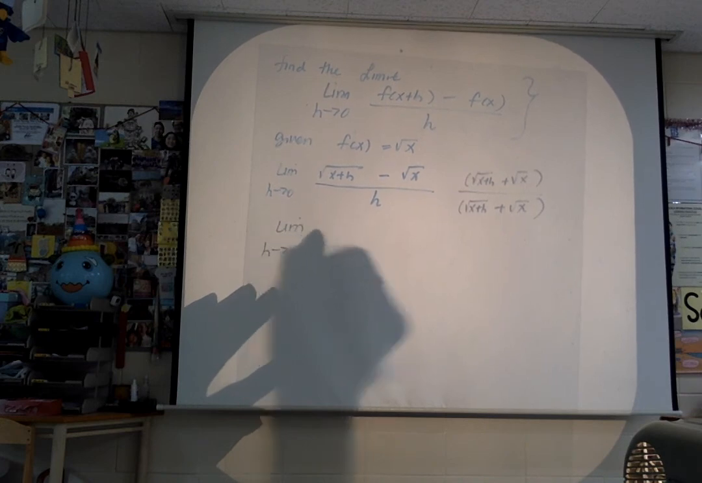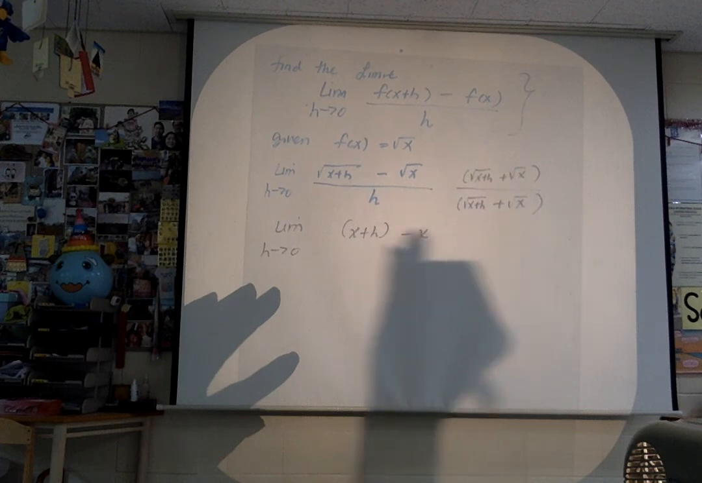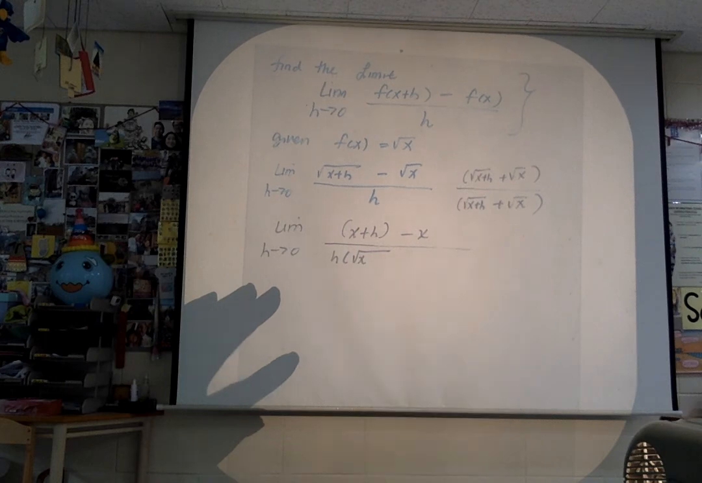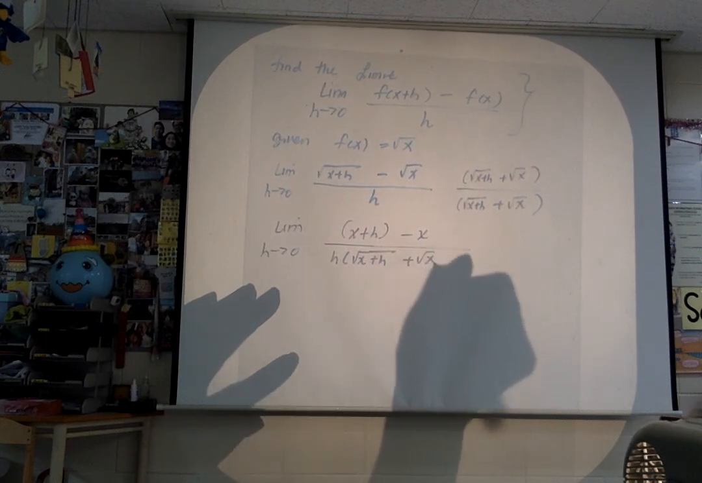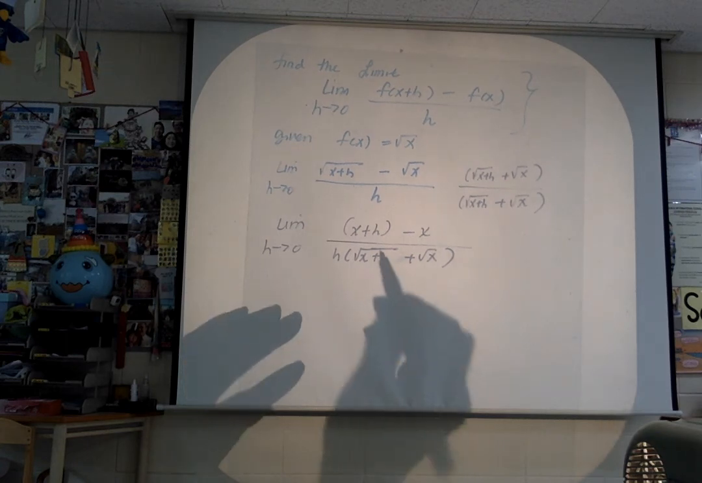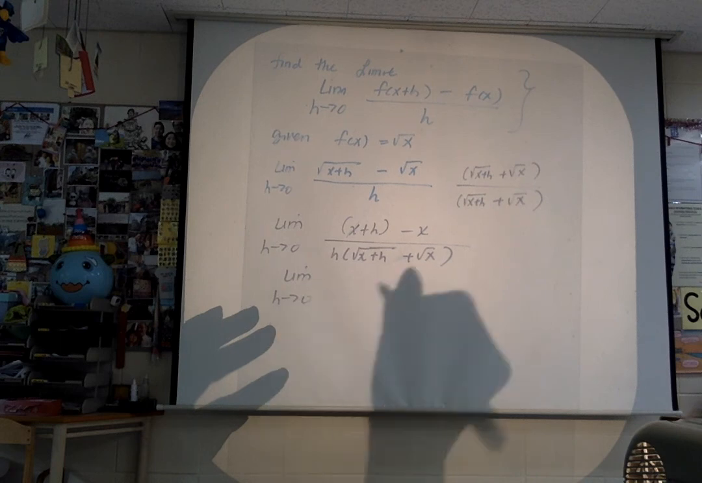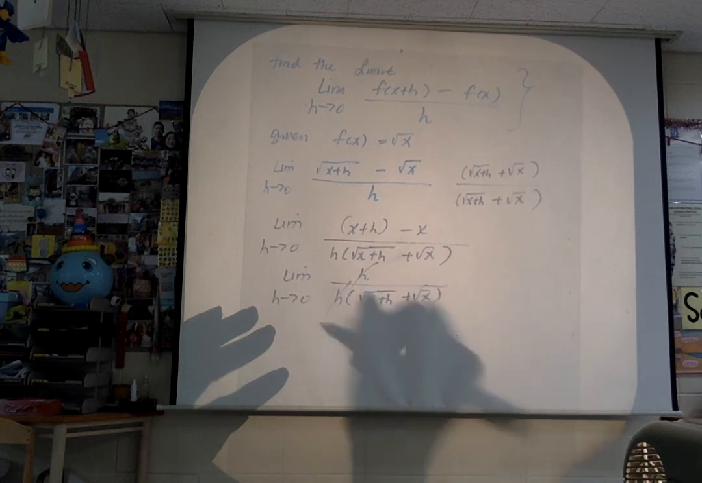Limit as h approaches 0, we get x plus h minus x. Make sure you understand this algebra part of it. And this is going to be h times the square root of x plus h plus the square root of x. I'll just go in order so I don't confuse you. Okay, so I get that. But now what's going on here? The x's cancel out. So you're left with h over h times square root of x plus h plus square root of x. And you're like, hiya!